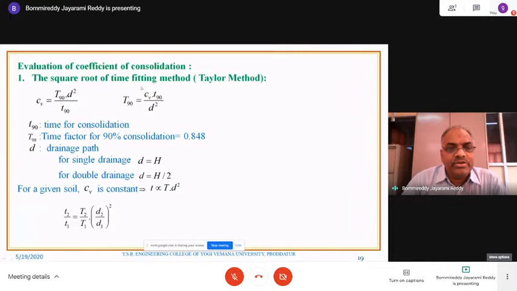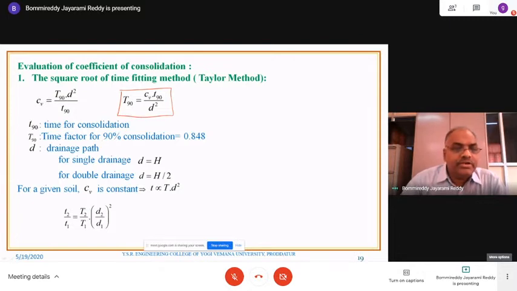So, as you have already seen earlier, Tv equals Cv t divided by H square. Instead of H square, it is always better to use d square. So, this is the standard formula that you can look at. Always try to remember this, Tv equals Cv multiplied by t, that is, Cv t divided by d square. So here, understand the various terminology.